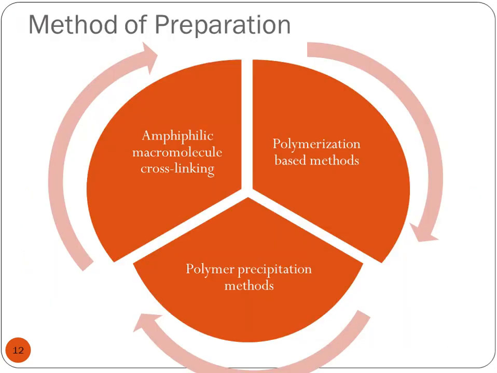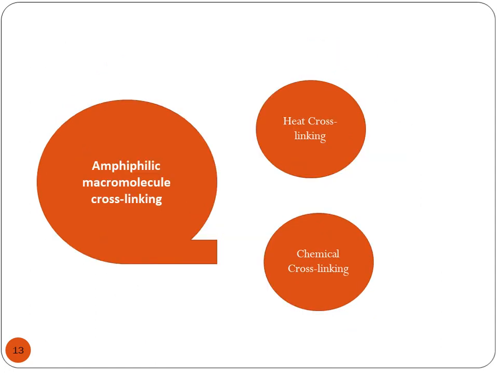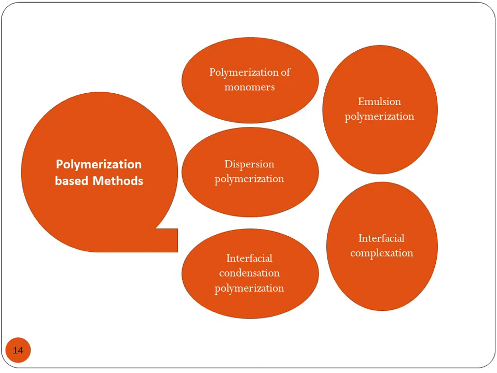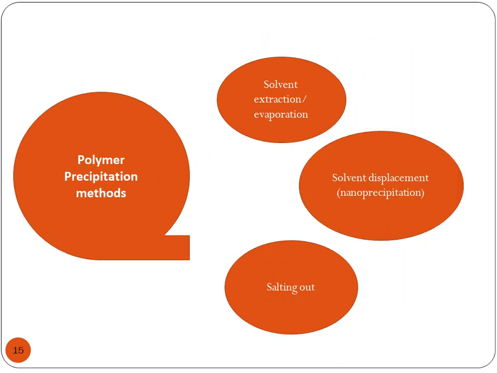Now the methods of preparation are broadly classified into three categories, that is amphiphilic macromolecular cross-linking, then polymerization based methods, and last is polymer precipitation methods. In amphiphilic macromolecular cross-linking, there are two methods, that is heat cross-linking and chemical cross-linking. In polymerization based methods, the following methods are there: polymerization of monomers, then dispersion polymerization, interfacial condensation polymerization, emulsion polymerization and interfacial complexation. In polymer precipitation method, there is solvent extraction evaporation, then solvent displacement and salting out.